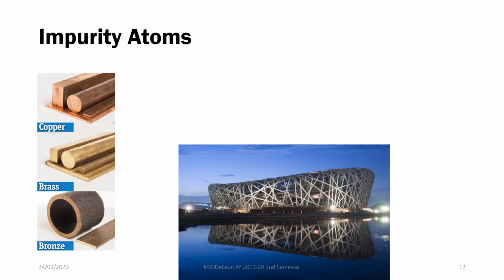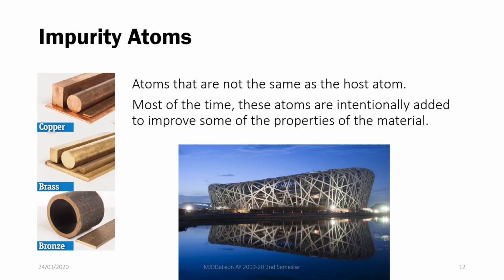Lastly, we have your impurity atoms. So atoms are incorporated into your crystal that are not the same as your host atom. Most of the time, these atoms are intentionally added to improve the properties of your material. So most of the metals that we use in industry are actually impure. Actually, halos, hindi, lahat sila. So even yung mga pure na copper natin or iron or let's say titanium or aluminum, may mga halo yan. Kasi napakahirap mag-purify ng metal such that matatanggal mo lahat ng impurity atoms mo.